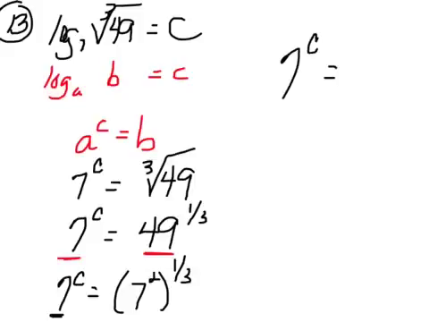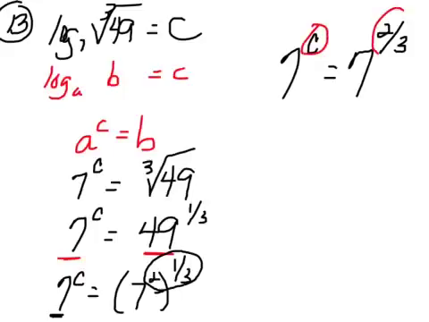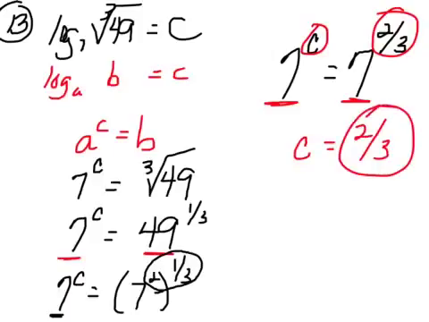So now what do I have? I have 7 to the C power is 7, and remember when you have an exponent to an exponent, you multiply. So that would be 2/3. Now that I have it written like this, do you see what the solution is? What was the missing exponent? The missing exponent, C, is 2/3. And the reason I can do that is now my bases are equal. The answer to this question is 2/3.